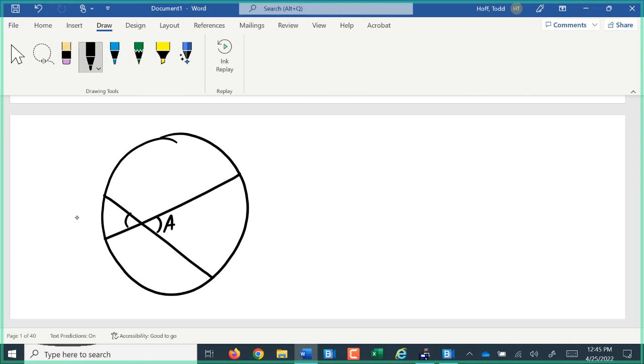Yes. So let's say that this arc is a 28-degree arc, and this arc over here is a 94-degree arc. How do I find angle A? It's a third of a circle. No. If it's an angle like that, it's the average of the arcs. So 94 plus 28 divided by 2. What's 94 plus 28?